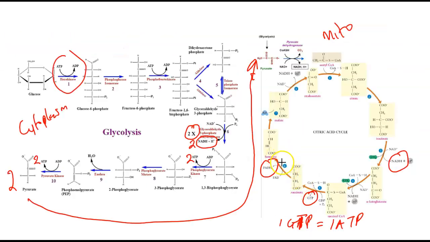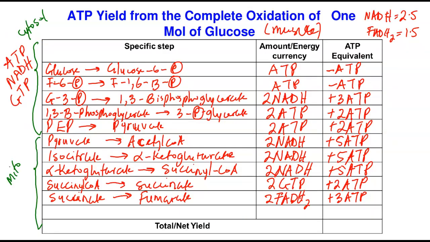From fumarate it goes to malate, nothing happens here. And malate goes back to oxaloacetate. Look at the last reaction here. Another NADH was generated, and since it's 2 molecules, we have 2 NADH, and that's the last reaction. So malate is converted to oxaloacetate, and 2 times 2.5 gives us plus 5 ATP. This is the complete breakdown of glucose.